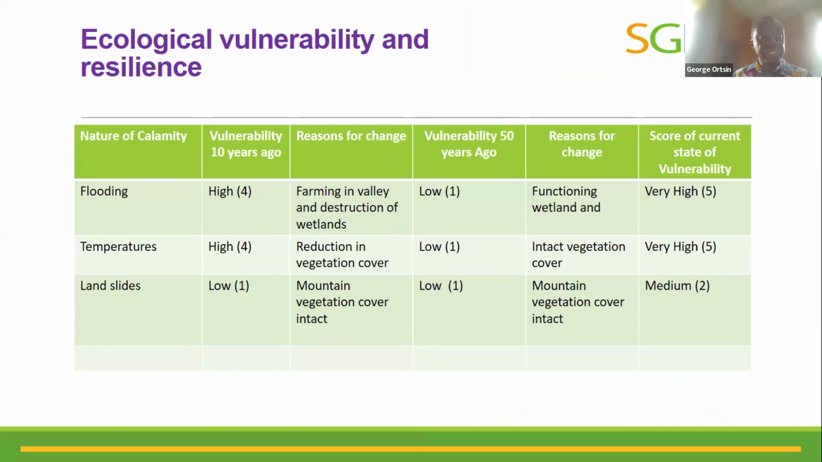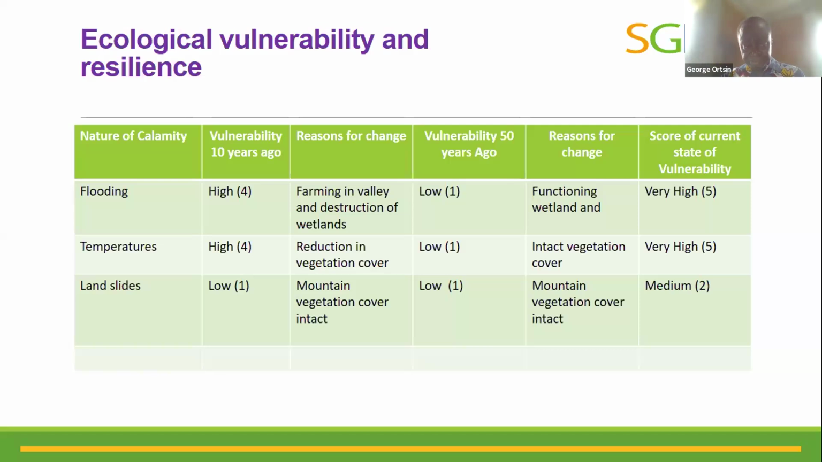When we come to ecological vulnerability and resilience, flooding, 10 years ago, it was very high. And the reason was that people were farming in the valleys and destroying wetlands. But 50 years ago, it was very low because there was a lot of wetlands that were functioning. Nobody was disturbing their wetlands, so everything was okay.